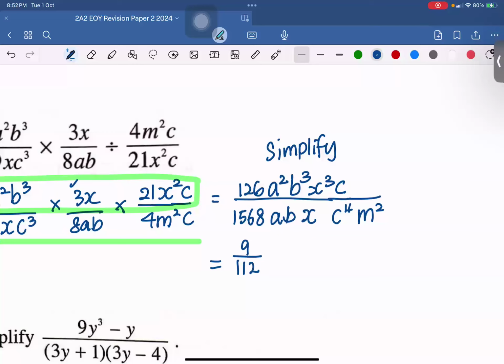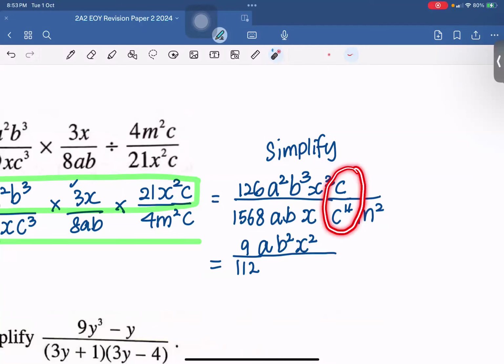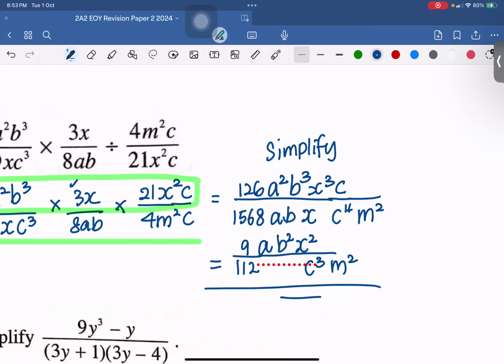Thank you. Oh, I see. Then now let's check. A square and A. What is left? On top is A. Then B cube and B: A B square. Next one, X cube and X square. X cube on top has more power, right? Next one, C and C4. Underneath C cube, C3 at the bottom. Then still got an M square, nothing to cancel. This is my answer. Is it okay?